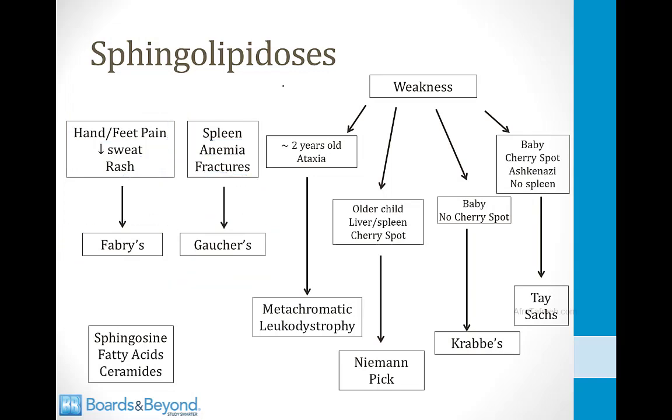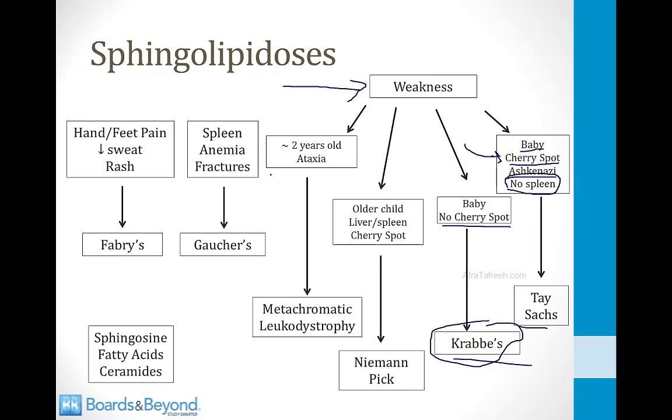I'll clear the screen here and I'll talk about the 4 sphingolipidoses that present with weakness as a major feature of the disorder. And in this case, the age of onset of the condition is very important. Krabbe's disease and Tay-Sachs disease are the 2 sphingolipidoses that will usually present as a baby. If it's a baby with progressive neurodysfunction and no cherry red spot, that is probably a child who has Krabbe's disease. Tay-Sachs disease, remember, presents as a baby. It does have a cherry red spot. The child is usually of Ashkenazi Jewish descent, and the cherry red spot can sometimes make you think of Niemann-Pick disease, but in Tay-Sachs there is no splenomegaly, and that's how you can distinguish this disorder.